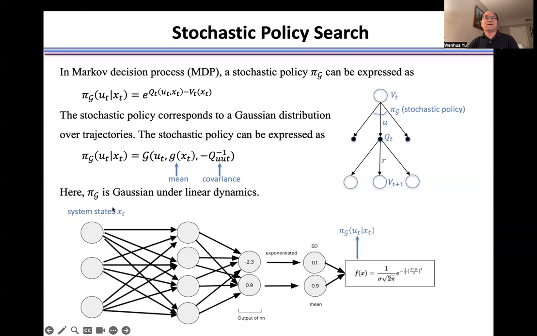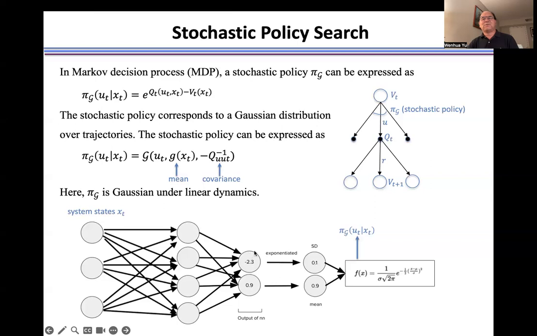If, for example, we have a state xt, which includes the robot's inside state and the observation from the onboard camera. Of course, the observation feature points are extracted by using a convolutional neural network and put together as the input of the policy network. Then we generate two outputs. One is for the mean and one for the covariance.